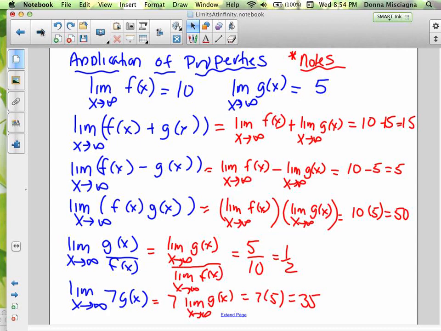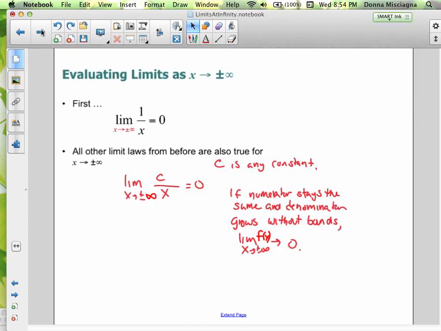A little rule that we're going to need to learn to be able to use a sandwich rule, and that is evaluating limits as x approaches positive or negative infinity. So if we have the limit of 1 divided by x as x approaches positive or negative infinity, that's going to be equal to 0.